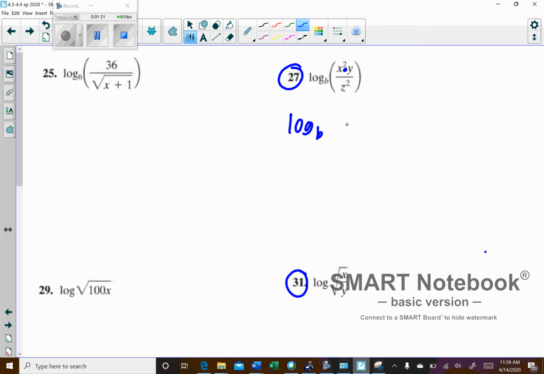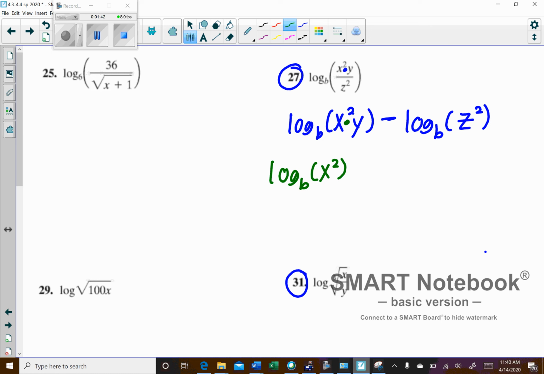We're going to go log base b, and we're going to have x squared y, and then this will be a minus because of the quotient rule, log base b of z to the second power. Now what we'll do is break up the product that's going on here. So this will be log base b of x squared, then a plus log base b of y, and then minus log base b of z squared.